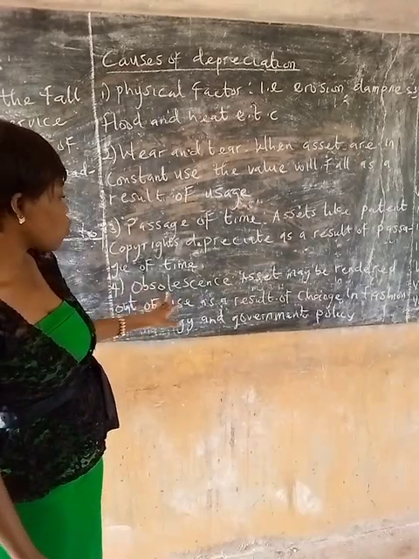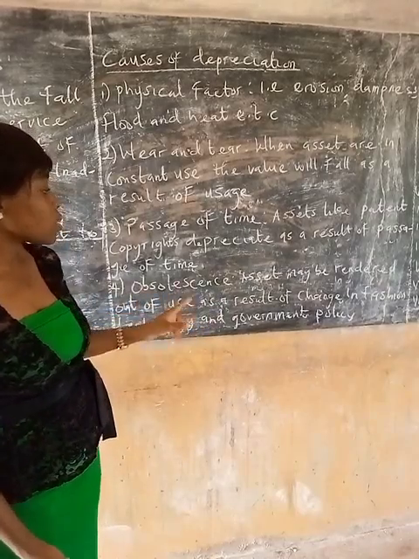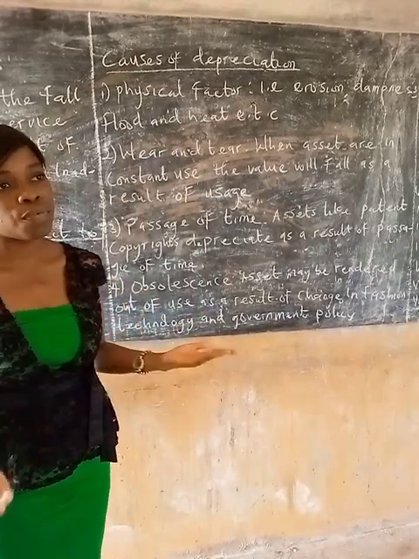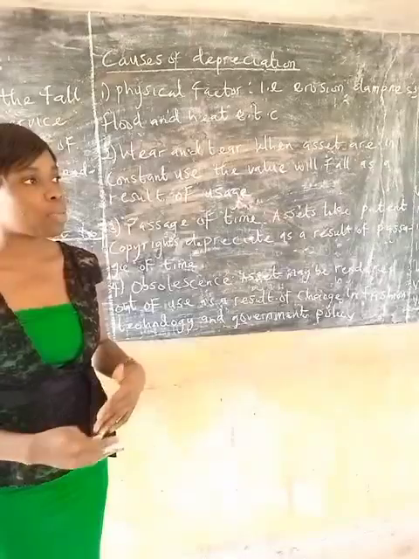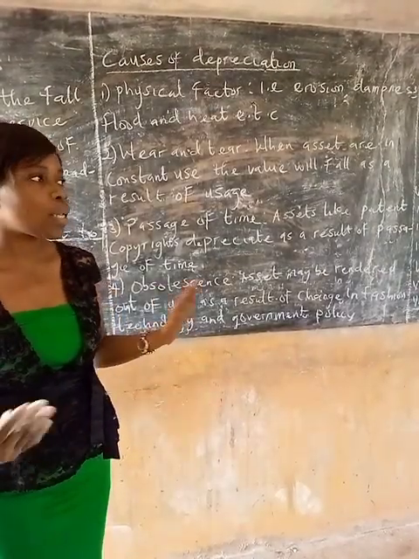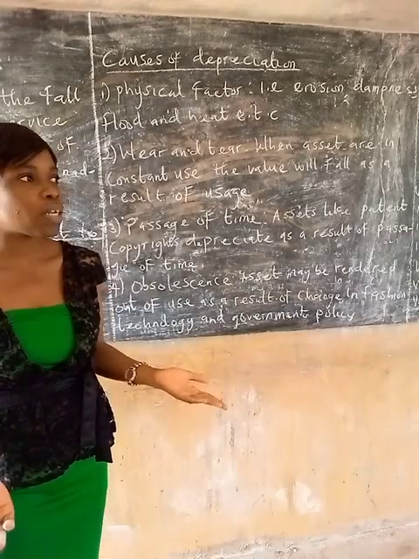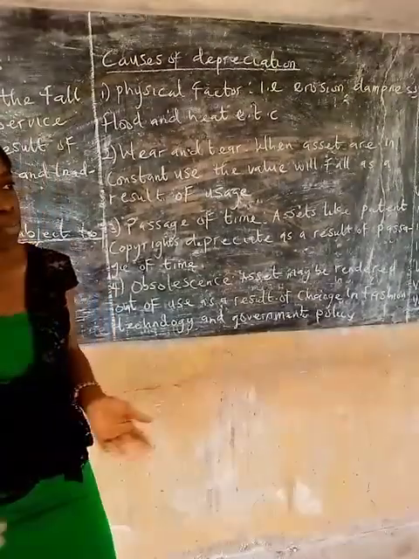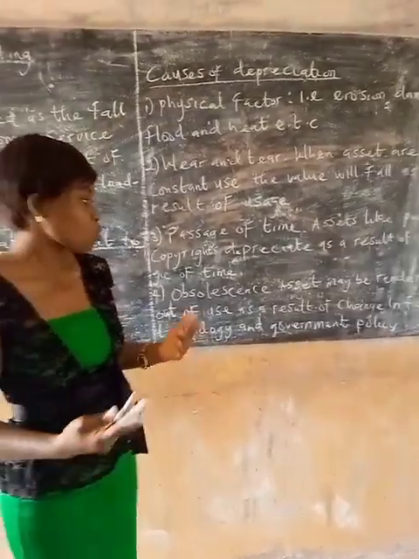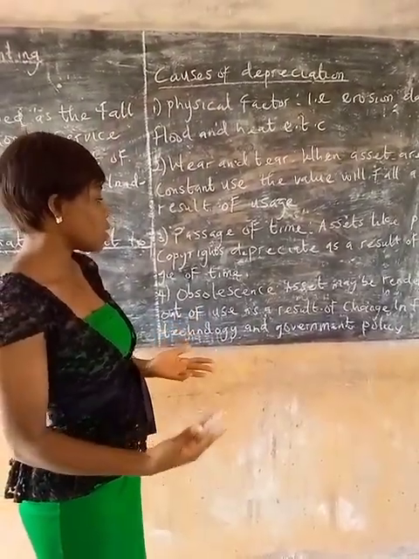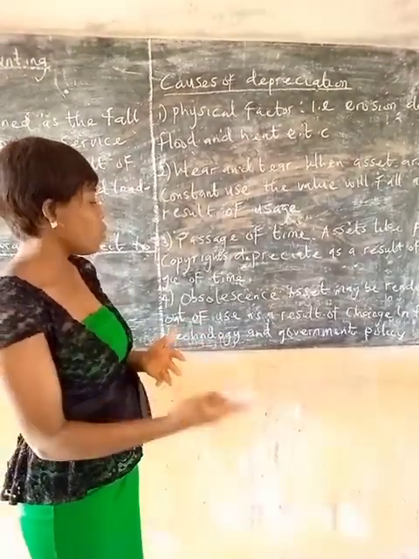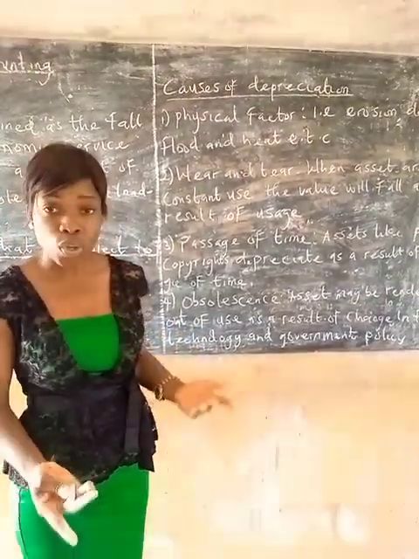Then we have number 4, obsolescence. Assets may be rendered out of use as a result of change in fashion. It can become obsolete, probably through change in fashion, change in technology and innovations, or government policy too. Before now, we were using typewriters, but as a result of change in technology, computers came in. So we can see that the typewriter has become obsolete, and now we are using computers.